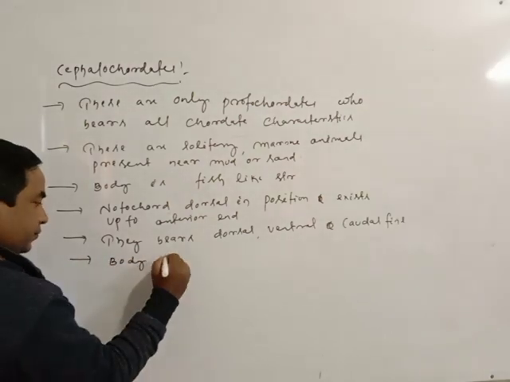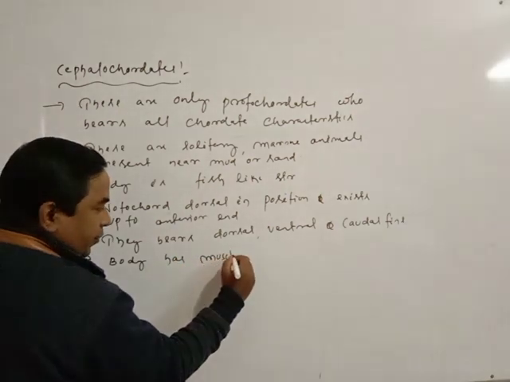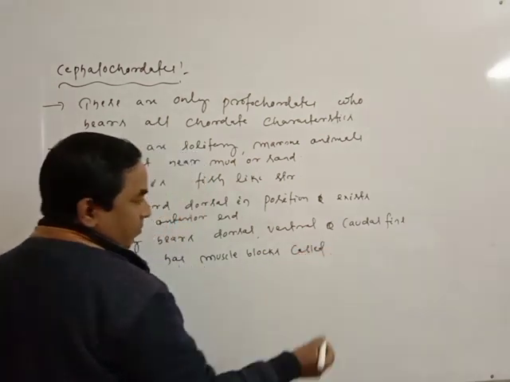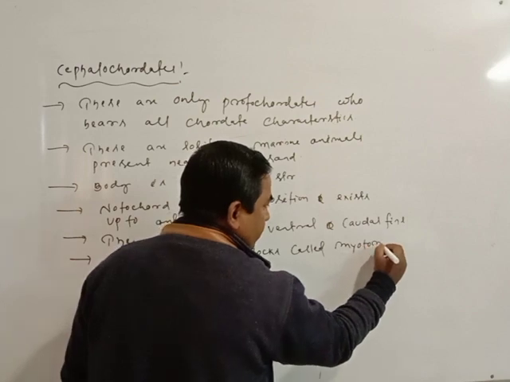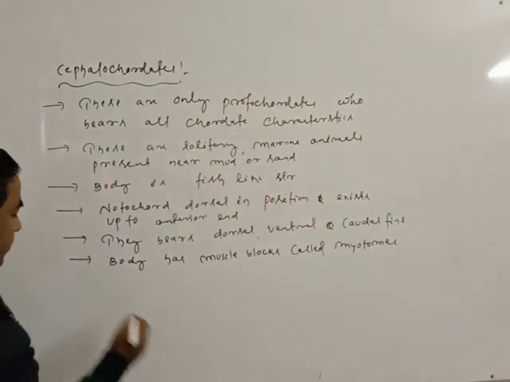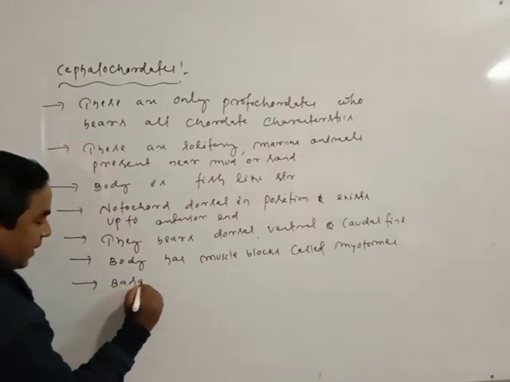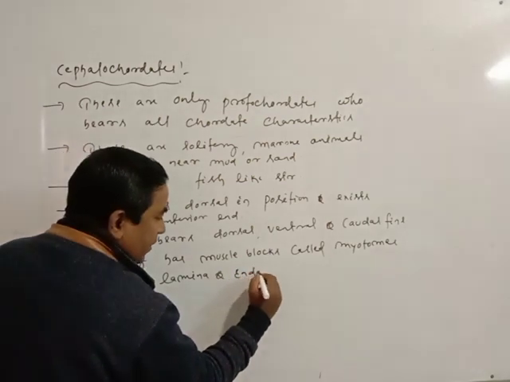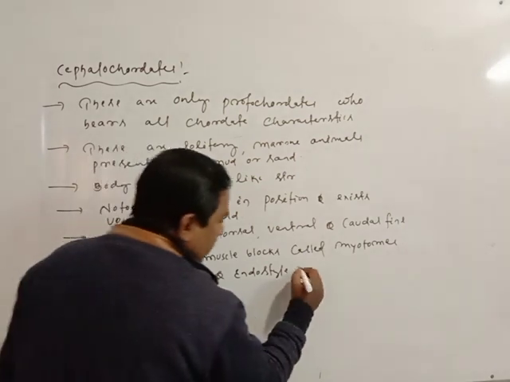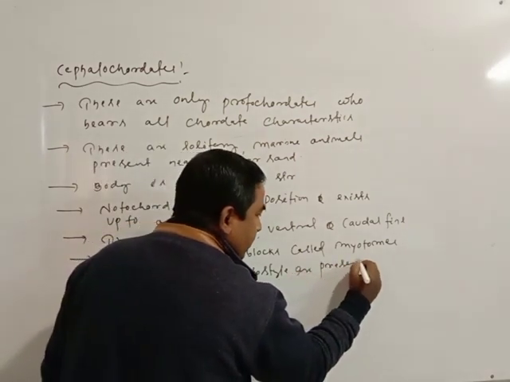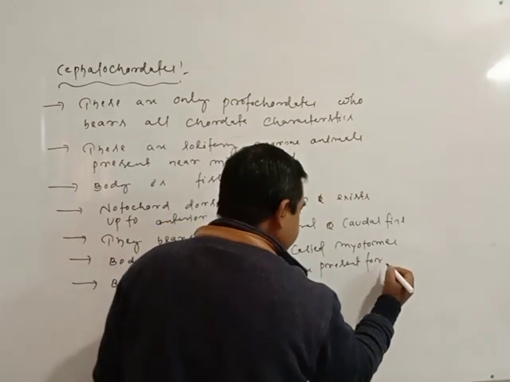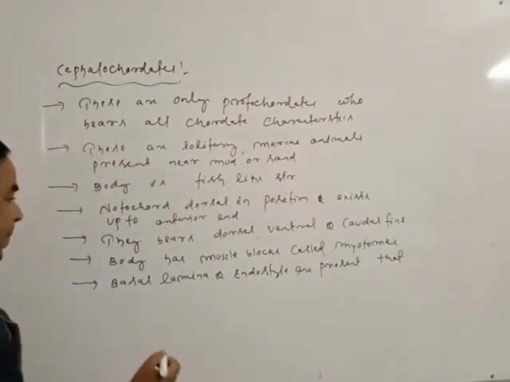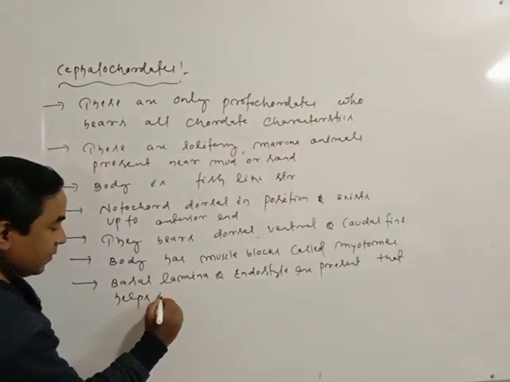Body has muscle blocks called myotomes. Next, the basal lamina and endostyle are present, which help in feeding.